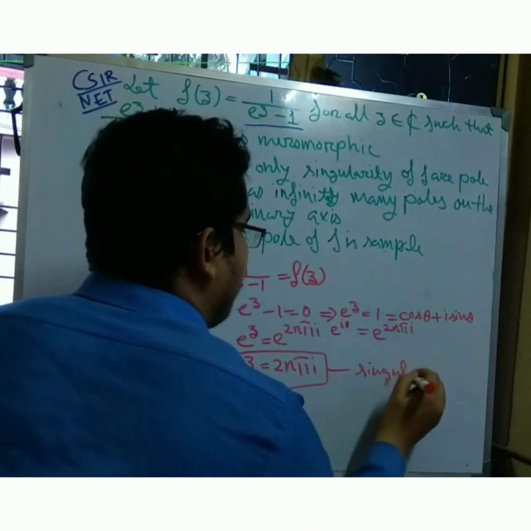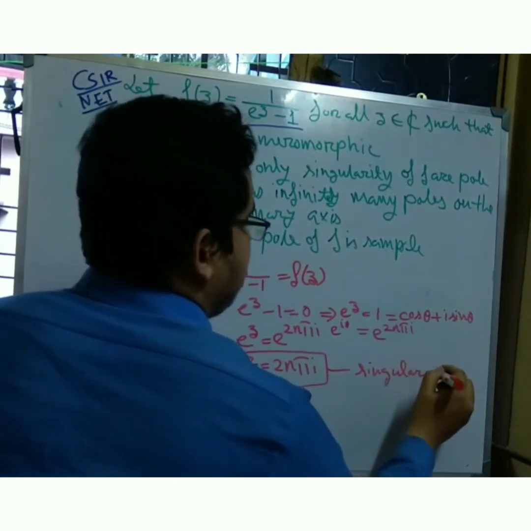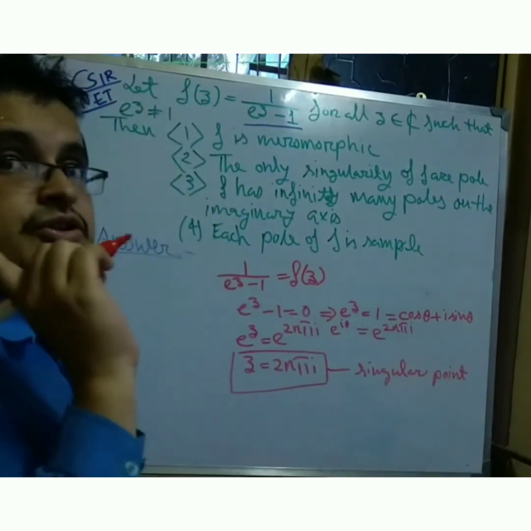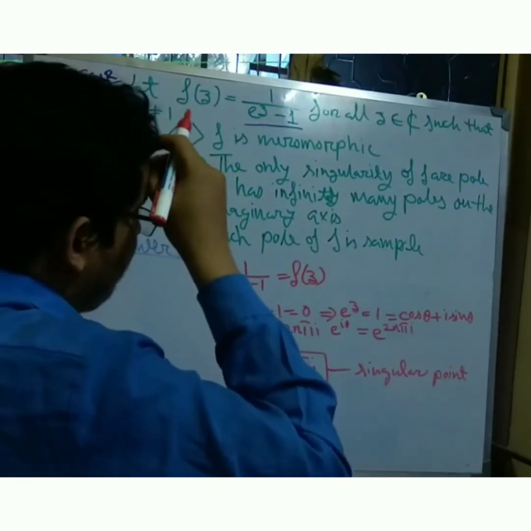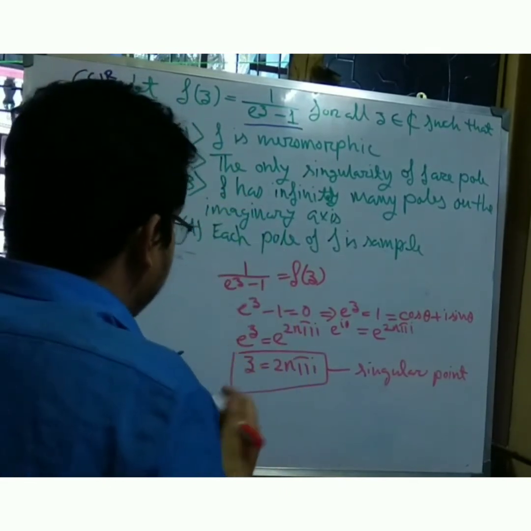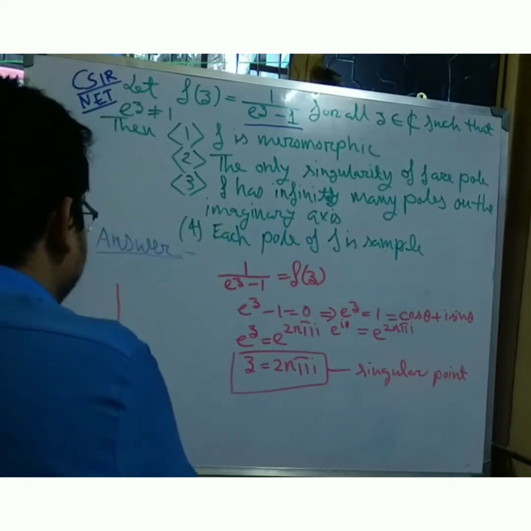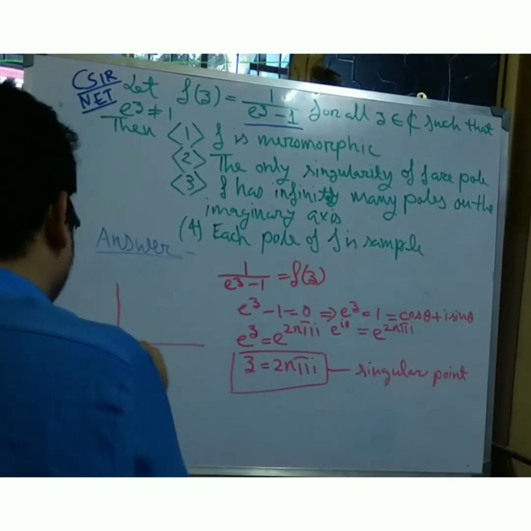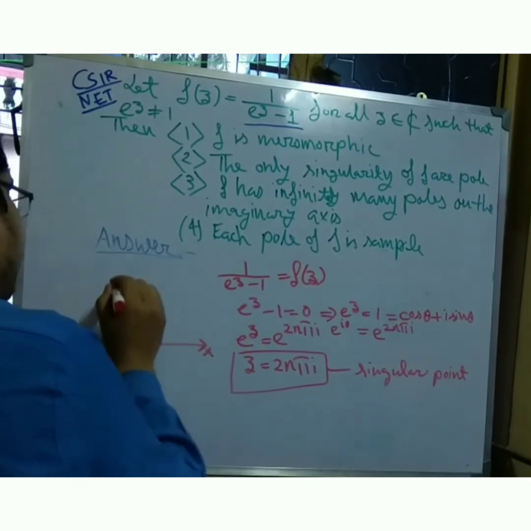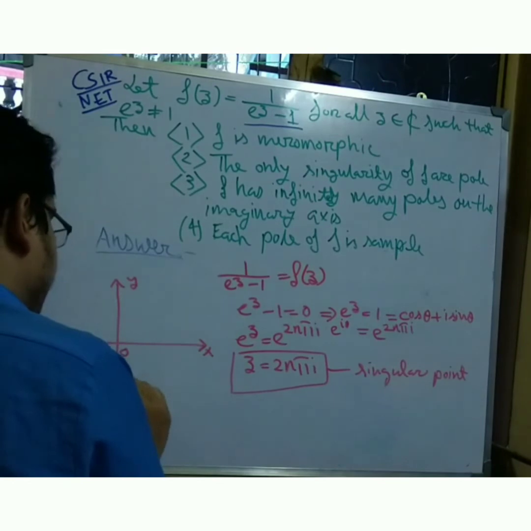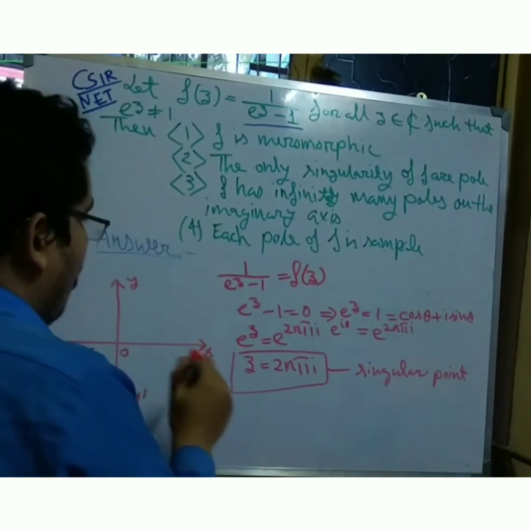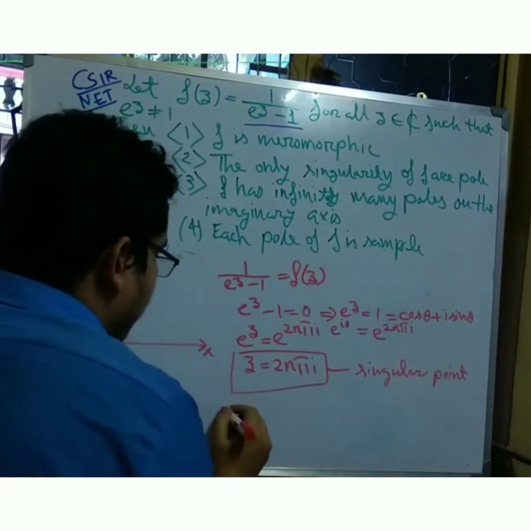At this point the function is not analytic. So friends, when I get z equal to 2n pi i, I will see an axis, x and x dash and y dash. I get the axis, friends, and you will see that all the singular points lie on the imaginary axis.